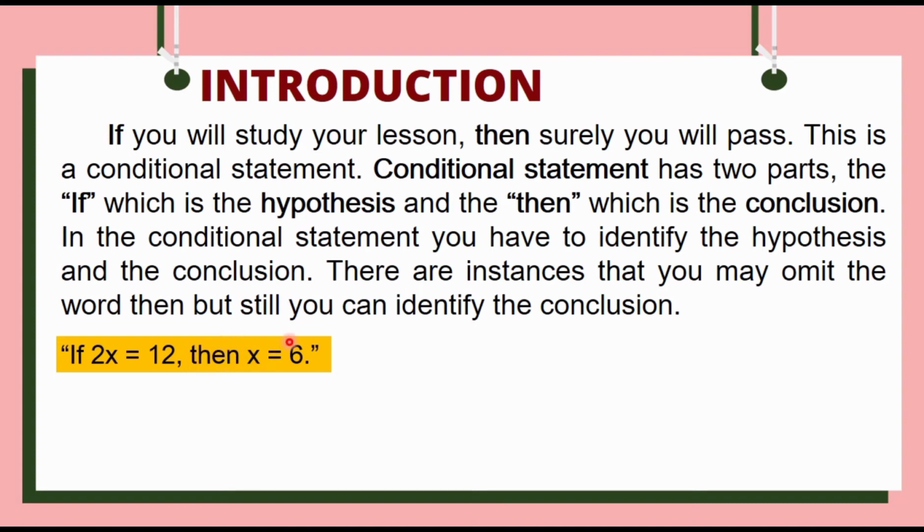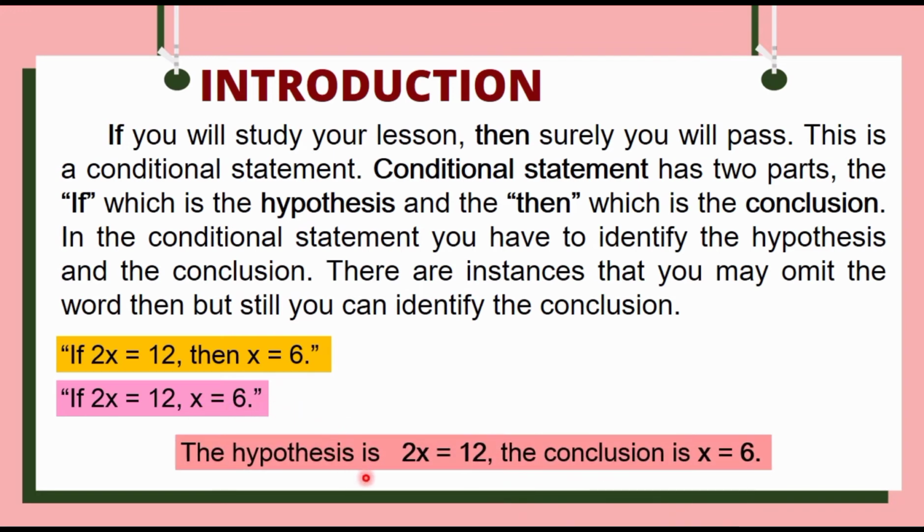But, since there are instances that you may omit the word then, you may write it as, if 2x is equal to 12, comma, x is equal to 6. Okay, so since we omit the word then, still, we can identify which is the hypothesis and which is our conclusion. So therefore, our hypothesis is 2x is equal to 12, and our conclusion is x is equal to 6. So in this slide, we simply identify the hypothesis and the conclusion of the given conditional statement.